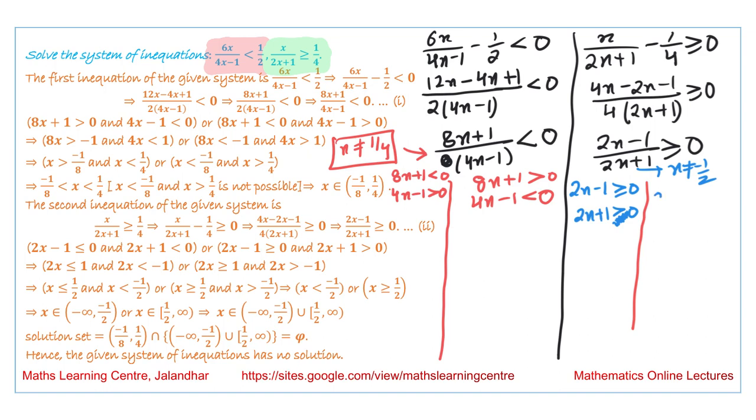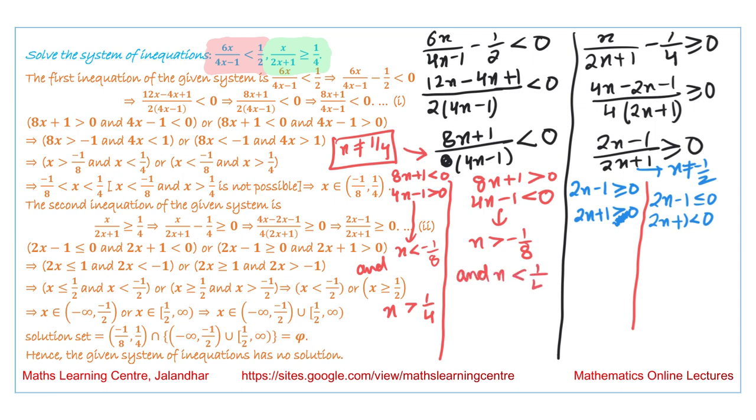Similarly, for the second case we are saying 2x minus 1 is less than equal to 0 and 2x plus 1 is less than 0. On solving these values, we obtain x is less than minus 1 by 8 and x is greater than 1 by 4. From these two equations we are getting x is greater than minus 1 by 8 and x is less than 1 by 4.